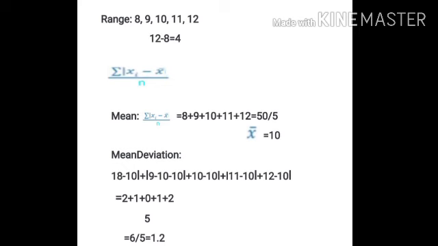It equals 8 minus 10, which is negative 2, in absolute value it becomes positive 2, plus 9 minus 10 equals negative 1, but in absolute value it is positive 1, plus 10 minus 10 equals 0, plus 11 minus 10 is 1, plus 12 minus 10 equals 2. So the total is 6 over 5, which is equal to 1.2. The mean deviation of the set of data is 1.2.